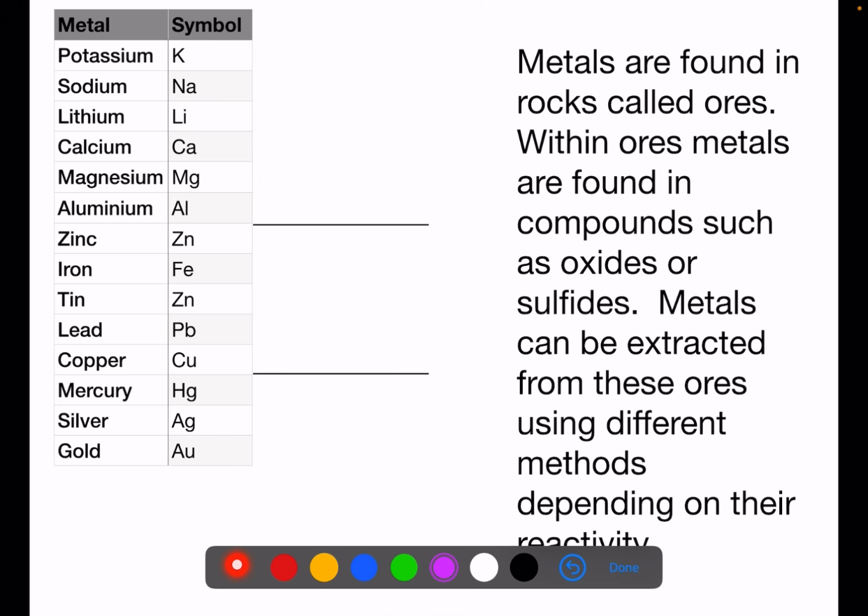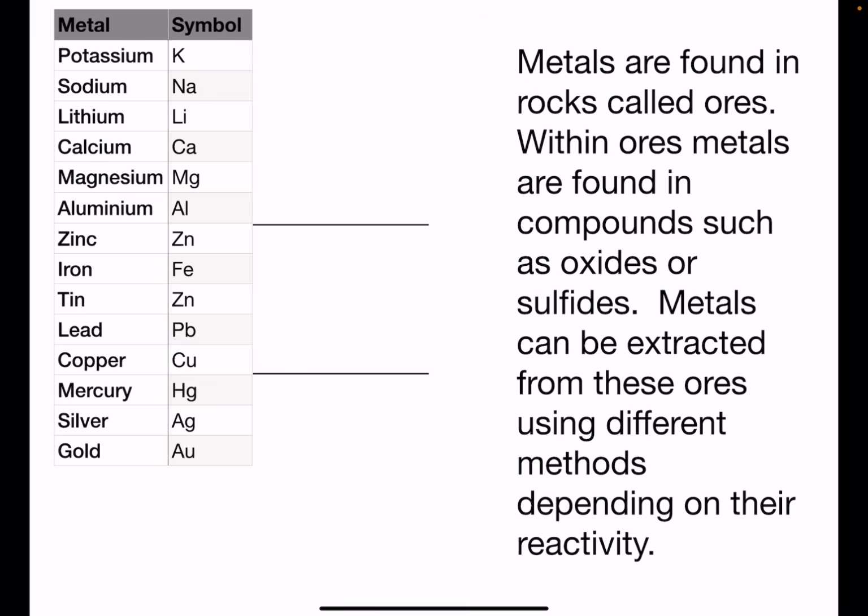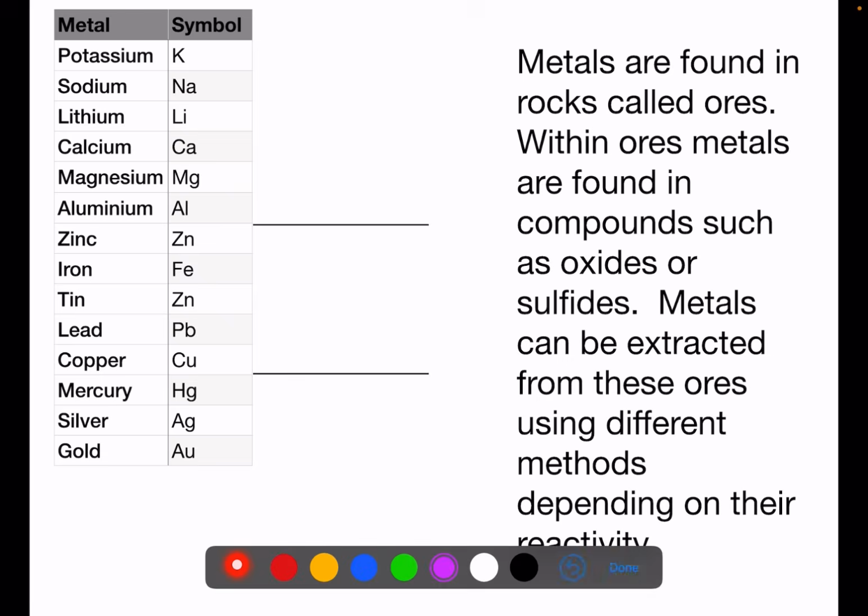Metals are found in rocks called ores. Within the ores, the metals are found in compounds such as oxides or sulfides. They can be extracted from these ores using different methods depending on their reactivity. So the most reactive metals, potassium to aluminium, have to have their metals extracted from the ores using electrolysis. This is a process that uses electricity to split up a compound into its elements.